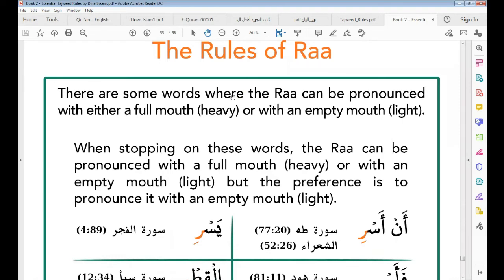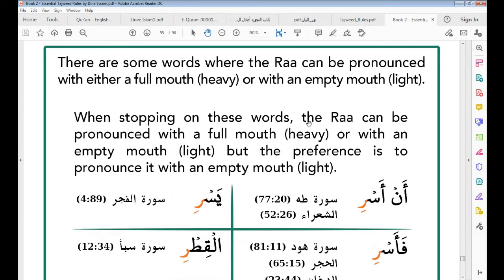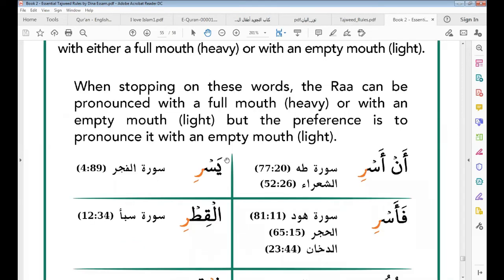There are some words where the ra can be pronounced with either a full mouth, heavy, or with an empty mouth, light. When stopping on these words, the ra can be pronounced heavy or light, but the preference is to pronounce it with an empty mouth. So with these letters, we can say it both ways, heavy or light, but the preferred way is to say it light.